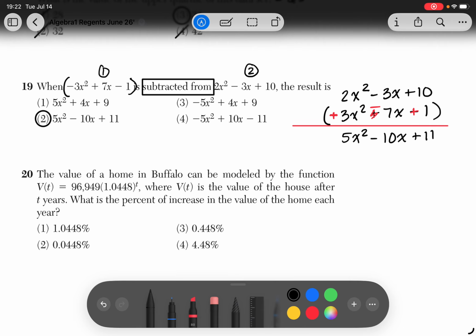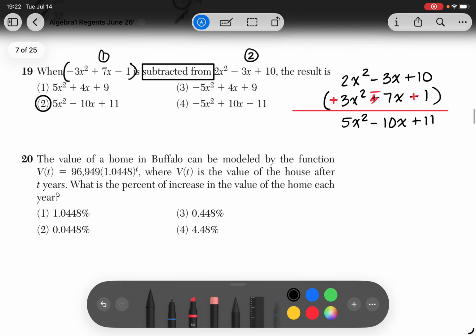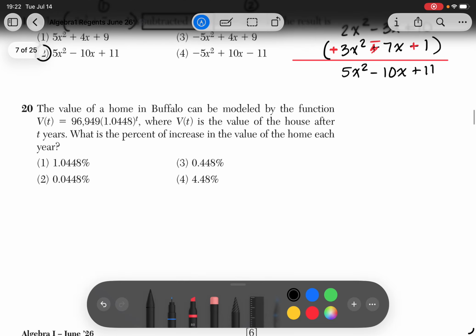For as far as I remember, subtracted from comes up quite often on the Regents. So just making sure that you put that first expression underneath the first one when you're subtracting. There's different ways you can do it. I just distribute that subtraction sign to each of those values and change those signs. So whatever it is, it's always going to be the opposite or inverse of it.